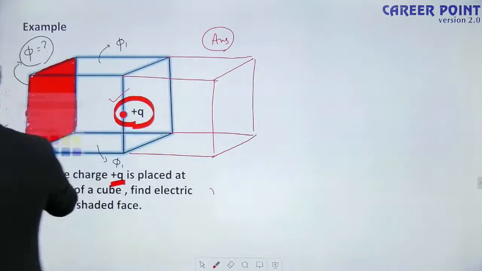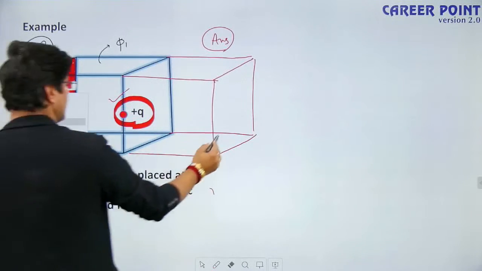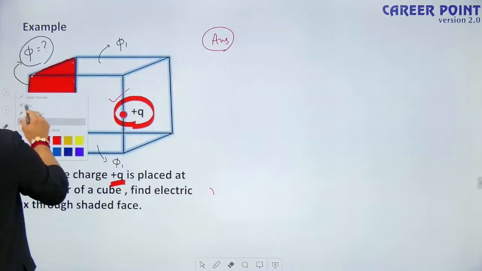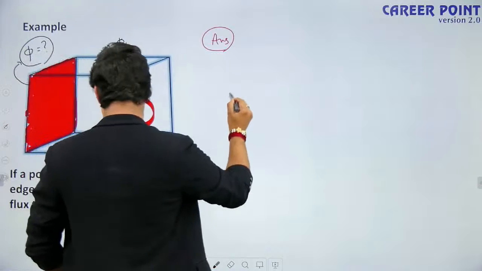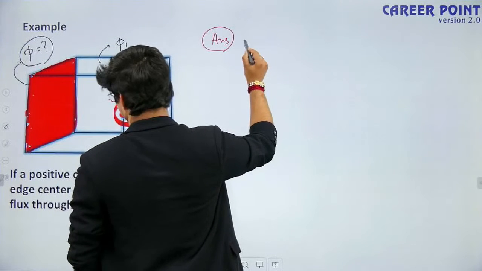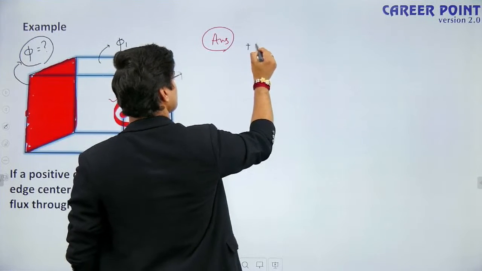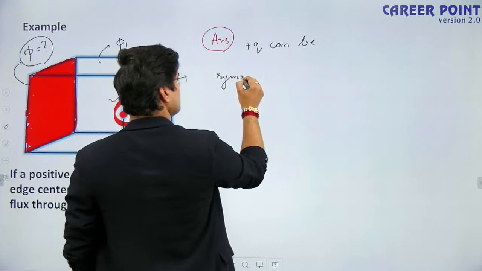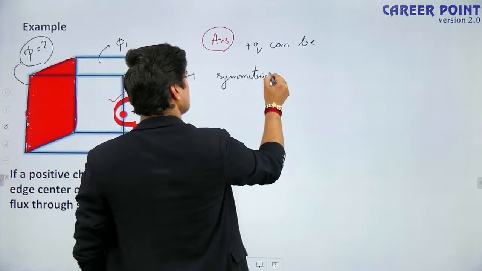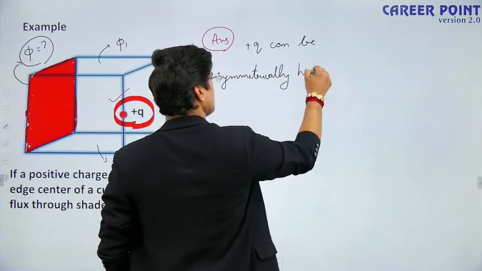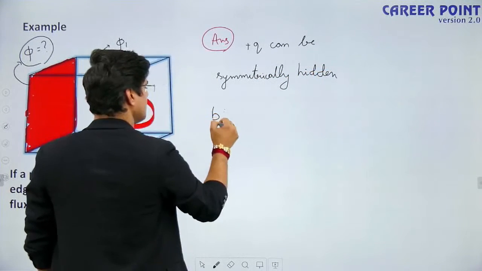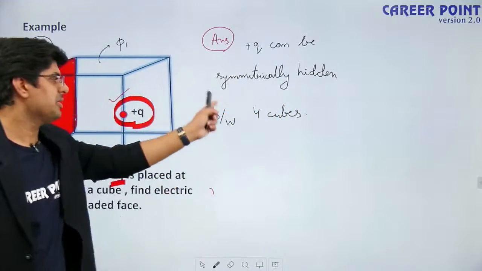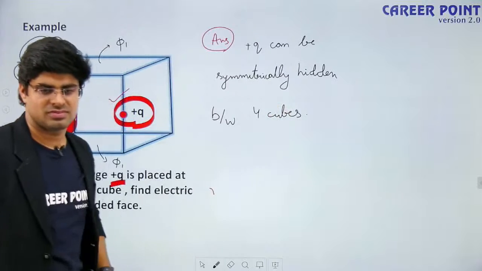So in that sense you can actually try to consider this. So you can say plus q can be symmetrically hidden between 4 cubes. Plus q can be symmetrically hidden between 4 cubes.